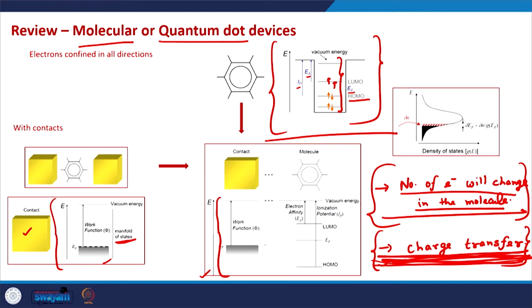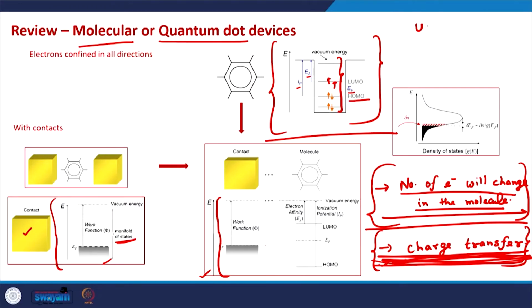But in nanosystems, in nanostructures, we need to account for the number of electrons as well, or we need to account for the effect of the number of electrons on the Fermi level as well. So there are two things that we need to consider while understanding the equilibrium. One is that the number of electrons changes in the molecule, and that will change the Fermi level.